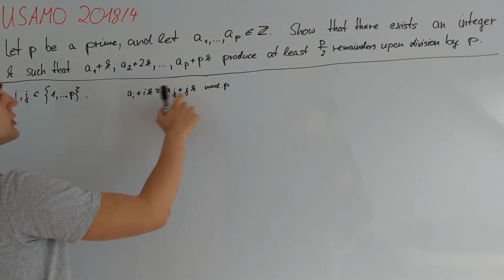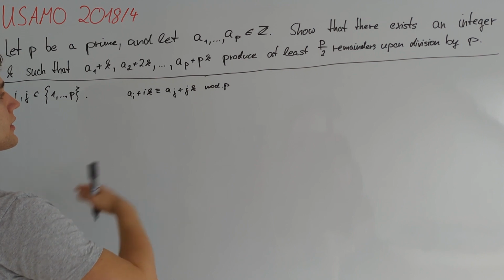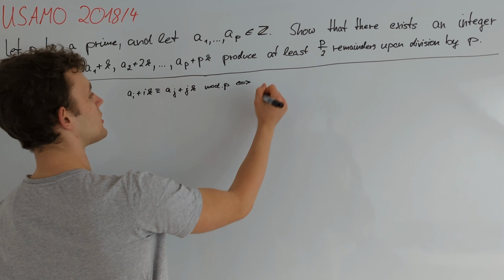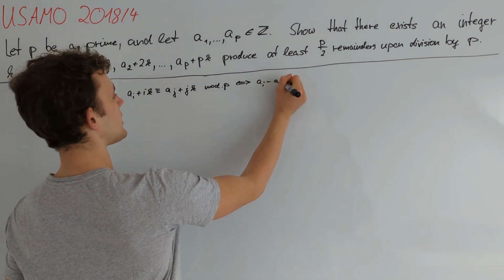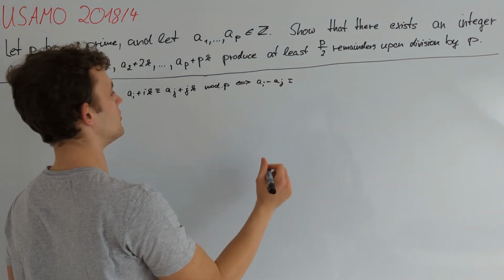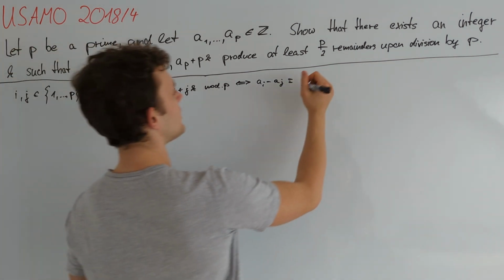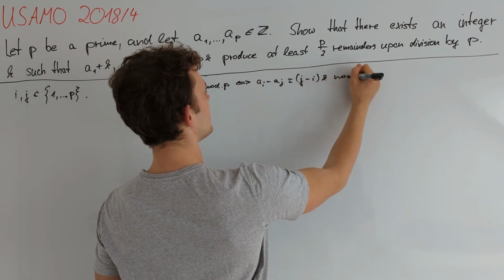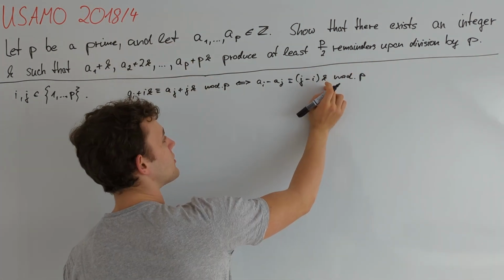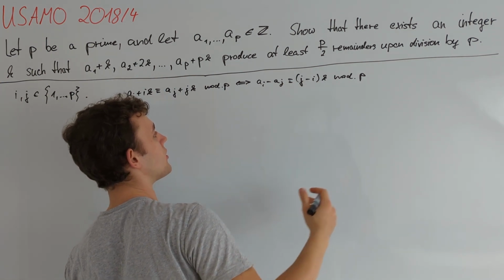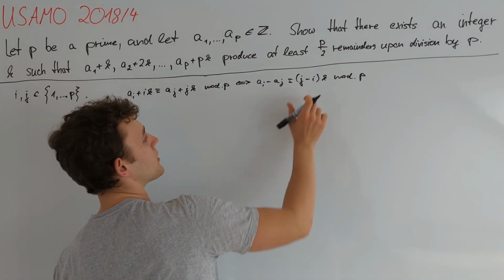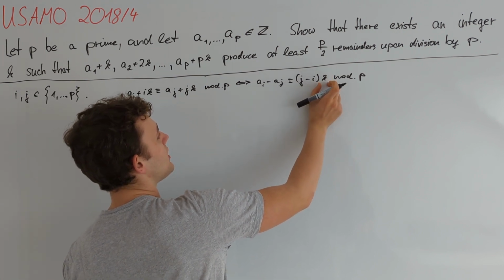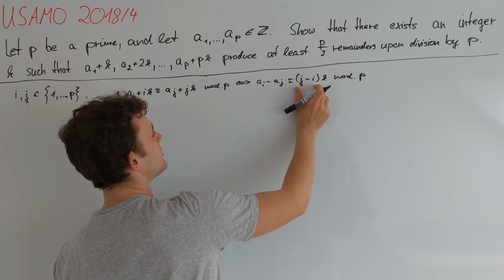We want to rearrange this for k, so let's first bring all of the k terms to the right and the other ones to the left. We get that this is equivalent to ai minus aj is congruent to j minus i times k modulo p. We know that any residue class modulo p that is not 0 has a multiplicative inverse. We would like to multiply by that so that we have an isolated k here, but of course that does not work if i is equal to j.